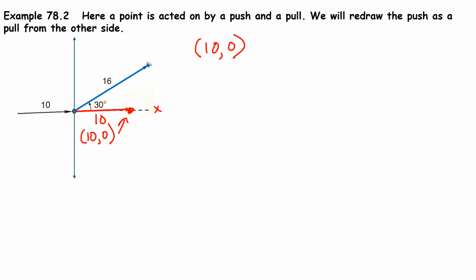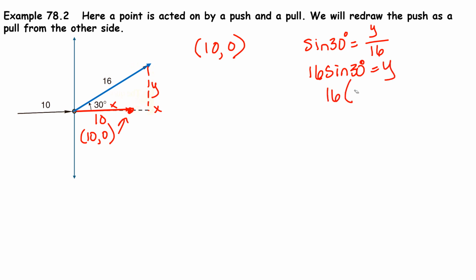All right, and now we have to change the one that is at 30 degrees with the 16. We have to change that to rectangulars to find x and y for that one. So sine 30 degrees is equal to opposite, which is y, over hypotenuse, which is 16. So 16 sine 30 degrees is equal to y. We know that sine 30 is 1/2, and so that's 8. So our y coordinate is going to be 8.